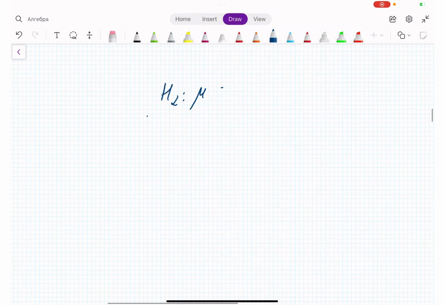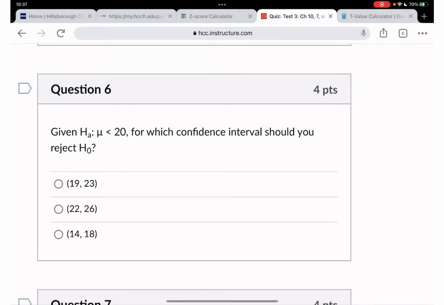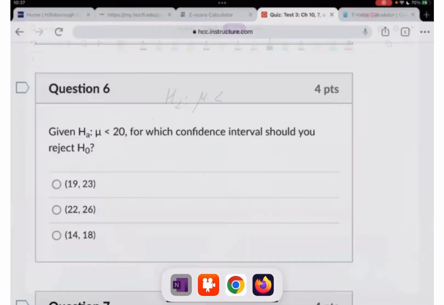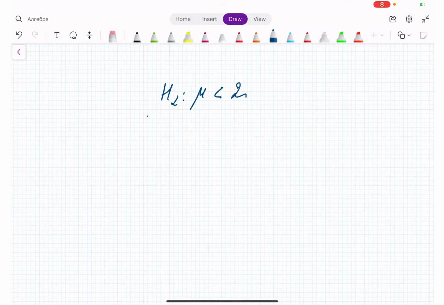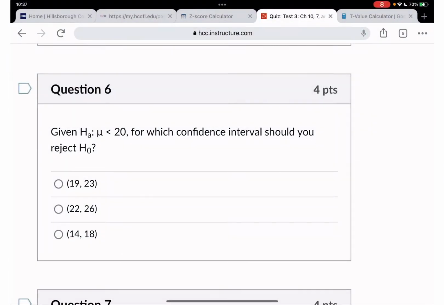Alternative is mu is less than 20, or 0.2, I'm sorry. Okay, 20. That doesn't matter. Okay, less than 20. If less than 20, then the null hypothesis is going to be greater or equal 20, right? So to be able to reject, is that what it's asking? Or it should be reject.